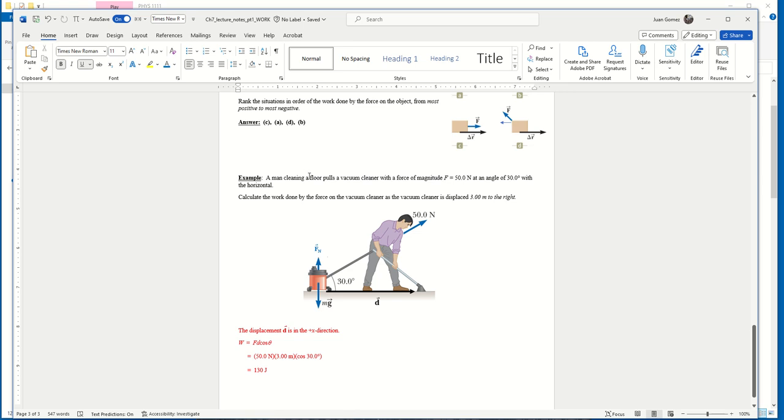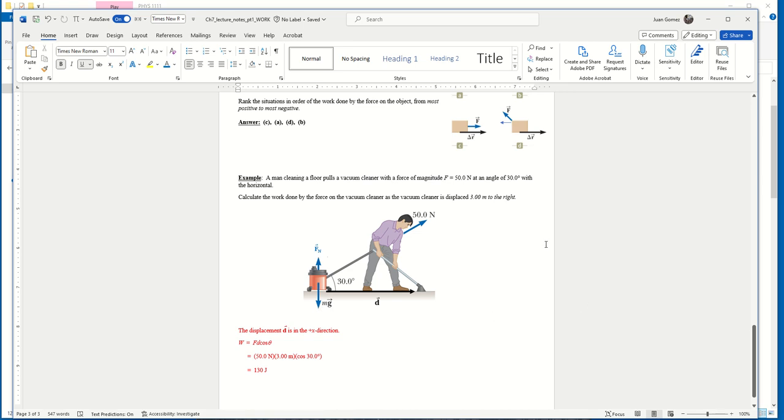In this example, you have a man cleaning the floor, and he's pulling a vacuum with a force of 50 newtons, and the force makes an angle of 30 degrees with the x-axis. And again, this D indicates the direction that the vacuum is moving. So the forces acting on the vacuum are the applied force F, the 50 newton force, which makes an angle of 30 degrees with respect to D. We also have the normal force on the vacuum, Fn, and the weight of the vacuum, mg.